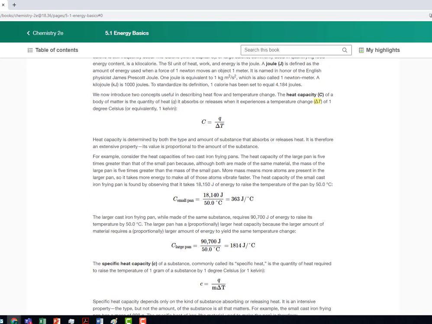Just as an example, your book here is talking about, well, if you're going to heat up some food, is it going to go faster in a small pan or a large pan? And you can kind of see how we would do that calculation by looking at, okay, how much energy does it take to heat the pan up for a small one versus a large one? And you can see you could make that distinction by putting in the different amounts there. So heat capacity is something we could use for a particular object. So both of these could have been cast iron frying pans of different sizes.